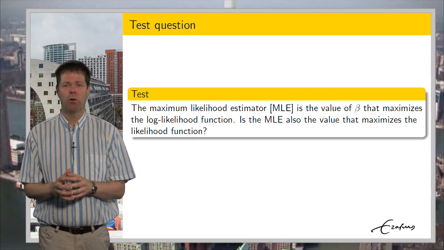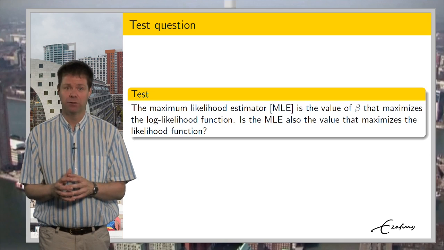Before we continue, I want you to think about the following. We have now defined the maximum likelihood estimator as the value of beta that maximizes the log likelihood function. Is this value of beta also the value that maximizes the likelihood function itself?